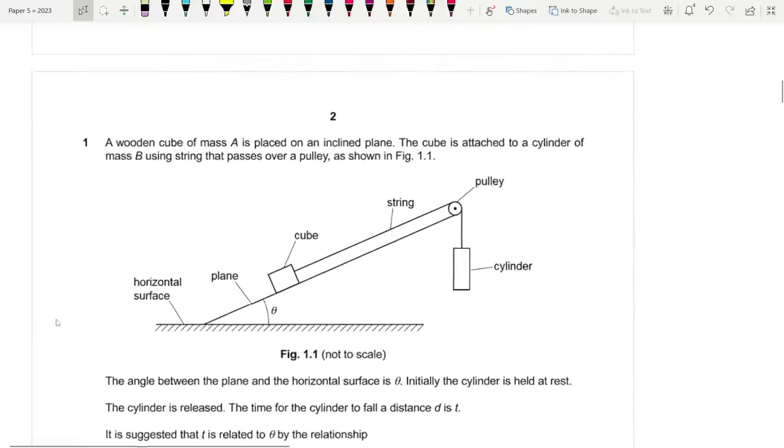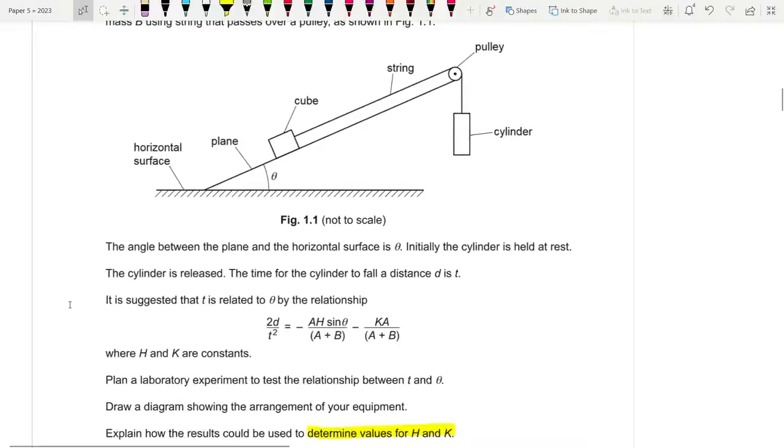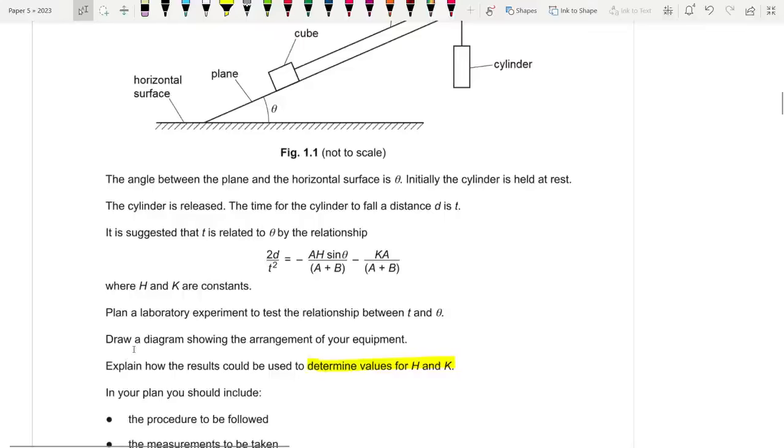A wooden cube of mass A is placed on an inclined plane. The cube is attached to a cylinder of mass B using a string that passes over the pulley as shown. The angle between the plane and the horizontal surface is theta. Initially, the cylinder is held at rest. The cylinder is released. The time for the cylinder to fall distance d is t. It is suggested that t is related to theta by this relationship. Very complicated relationship, but doable, where h and k are constants. Plan a lab experiment to test the relationship between t and theta, and draw a diagram showing the arrangement of your equipment. Explain how these results could be used to determine values for h and k.